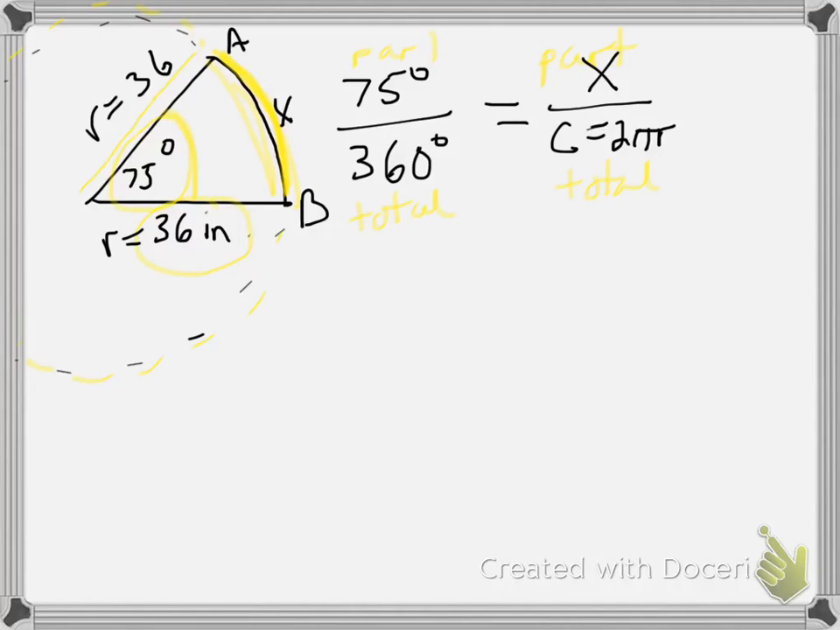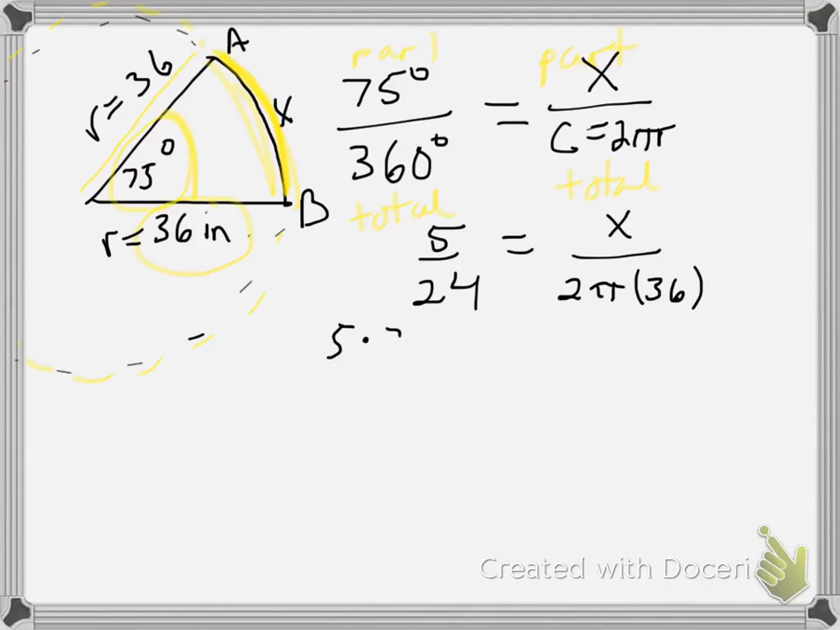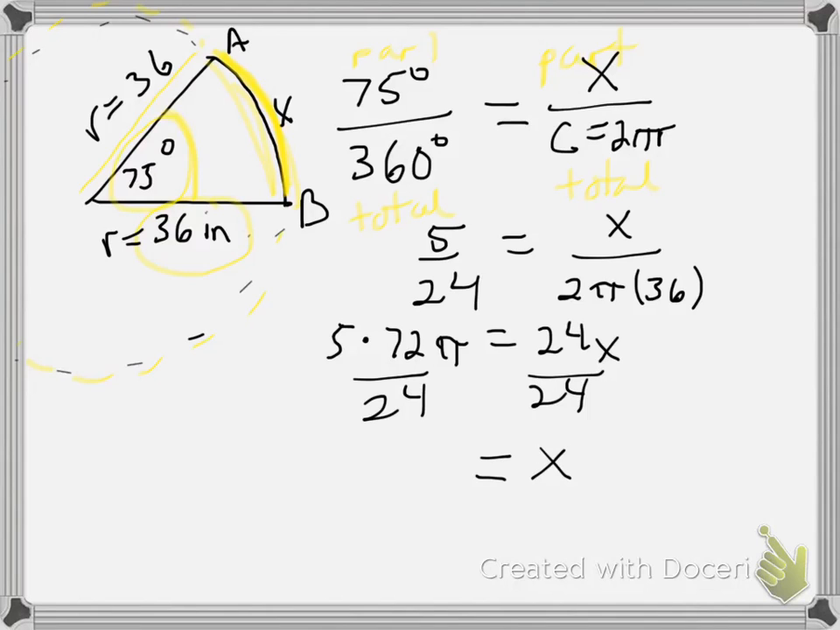We're going to get, let me get my calculator. So I reduced the fraction and I wrote it in there. And so we end up cross multiplying here. So we're going to end up getting 5 times 72 pi equals 24x, and then we're going to divide by 24.